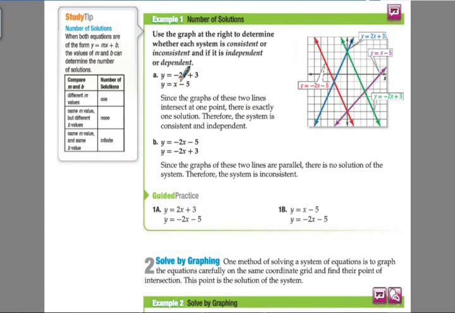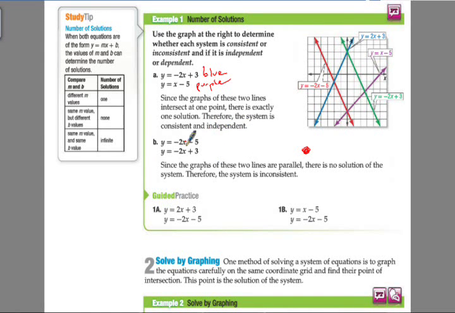So we look at y equals negative 2x plus 3. That's the blue. And then y equals x minus 5. That's the purple. We can see that blue and purple are going to intersect. It's going to be down here somewhere, but they are going to intersect. So that's a consistent and independent system.